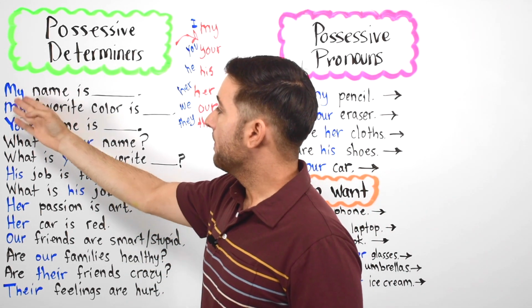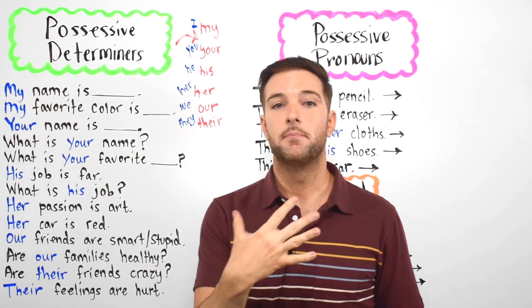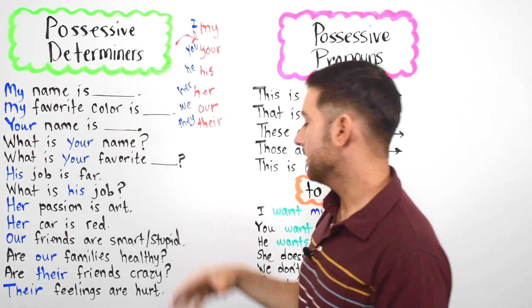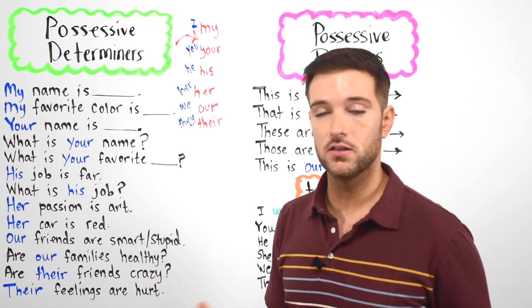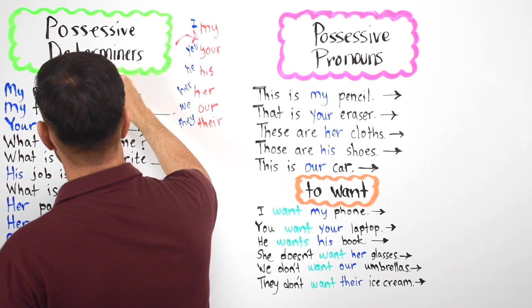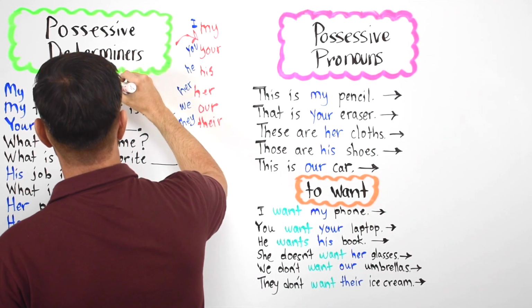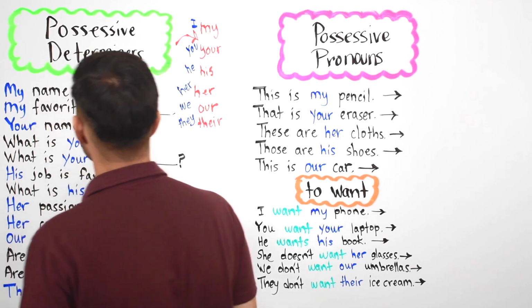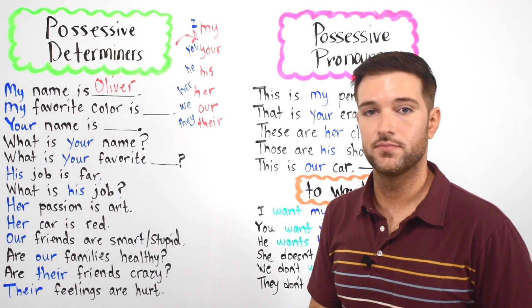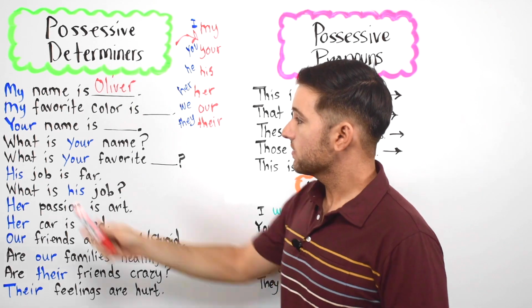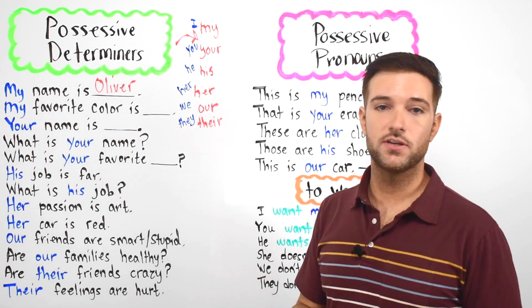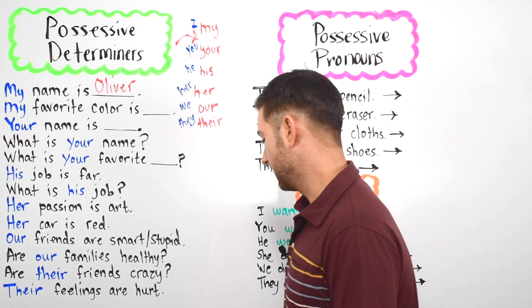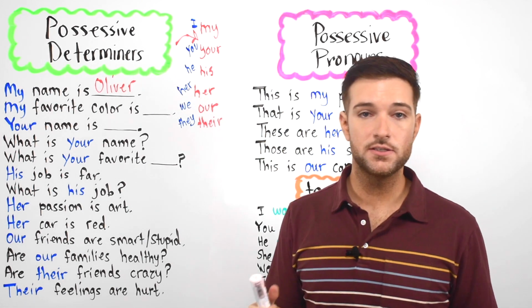We have my name is, meaning my name is, and then here in the blank spot you just put your name. So for example, my name is Oliver. O-L-I-V-E-R. My name is Oliver. Okay. And then our next one is my favorite color is, okay, and then you can just say your color. For example, my favorite color is blue.